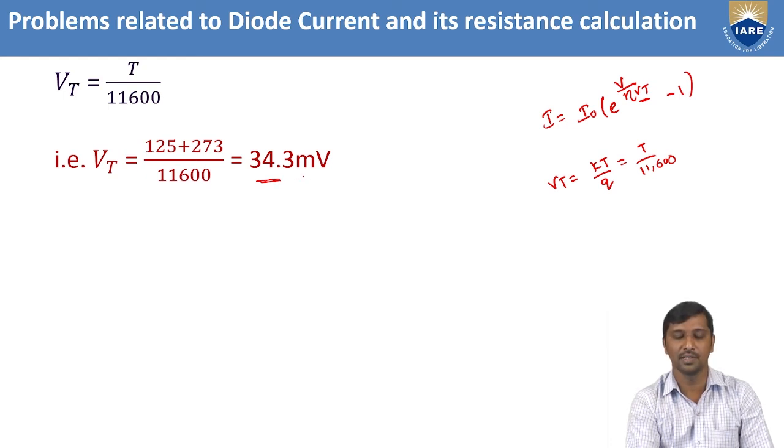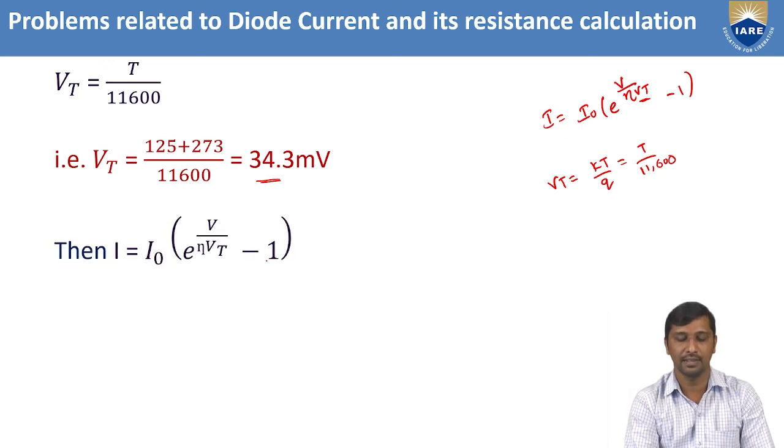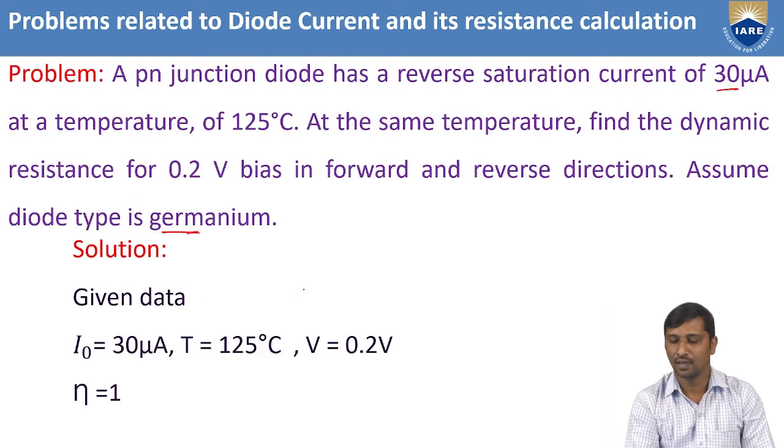34.3 millivolts here. So by using this thermal voltage, now we are going to calculate the diode current I. So what is the expression? I is equal to I naught into e power V by eta times Vt minus 1. Now we need to verify I naught, which they have already given here. What is the I naught value they gave? They gave 30 microamperes, and the voltage is 0.2 volts.